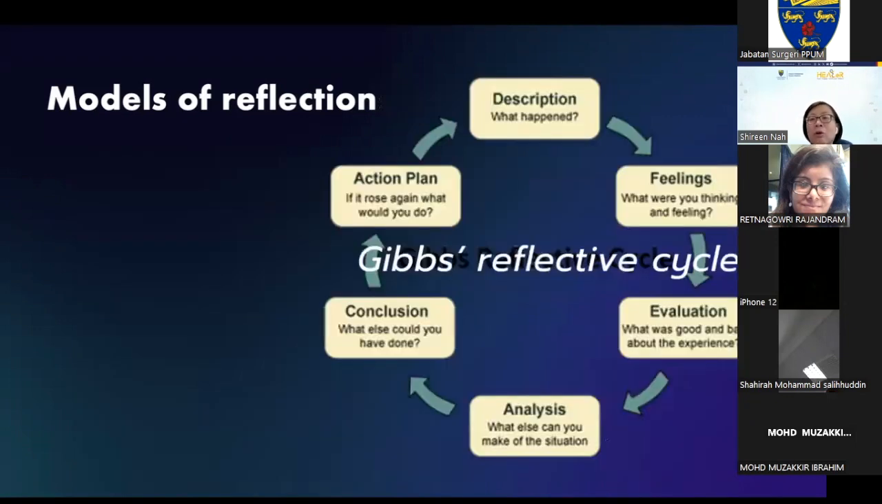This is a much more common model, the Gibbs reflective cycle. You see this a lot more in our medical education and training models. You start off with a description: what happened. Then your feelings: what were you thinking and feeling? Then your evaluation: what was good and bad about the experience. Then your analysis: what else can you make of the situation? A conclusion: what else could you have done? And then, very importantly, the action plan.